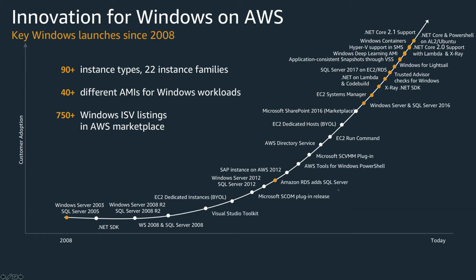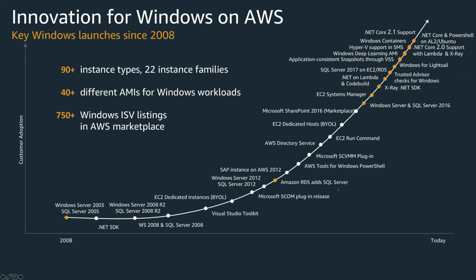We have 40 plus different AMIs for Windows workload that our customers can easily leverage. Those are already pre-built AMIs available for our customers with a wide, diverse set of package solutions bundled together. So our customers can start leveraging those AMIs.